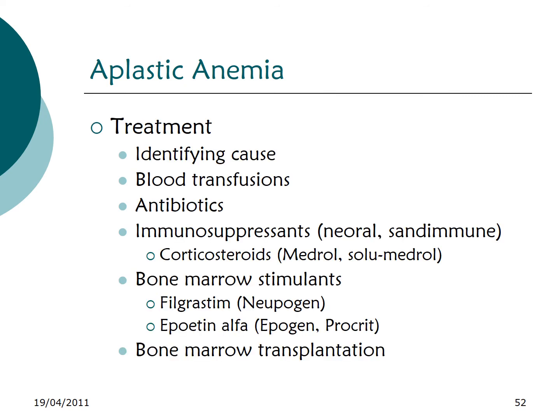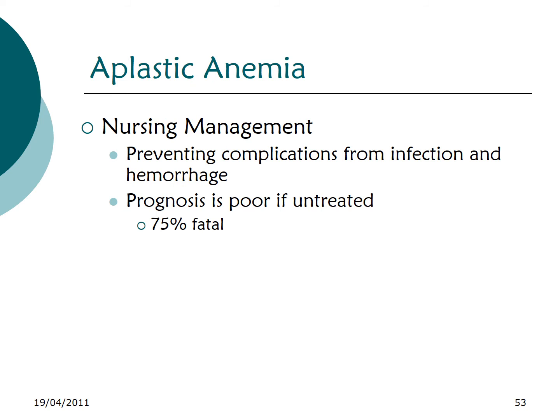Next slide. Treatment: we find the underlying cause, blood transfusion, antibiotics, immunosuppressives, steroids, which is a big deal right there. Bone marrow stimulants, Neupogen, Epogen, and bone marrow transplant if we have to get to that point. Next slide. Prevent complications from infection and hemorrhage. Prognosis is usually poor if it's untreated. It's 75% fatal.